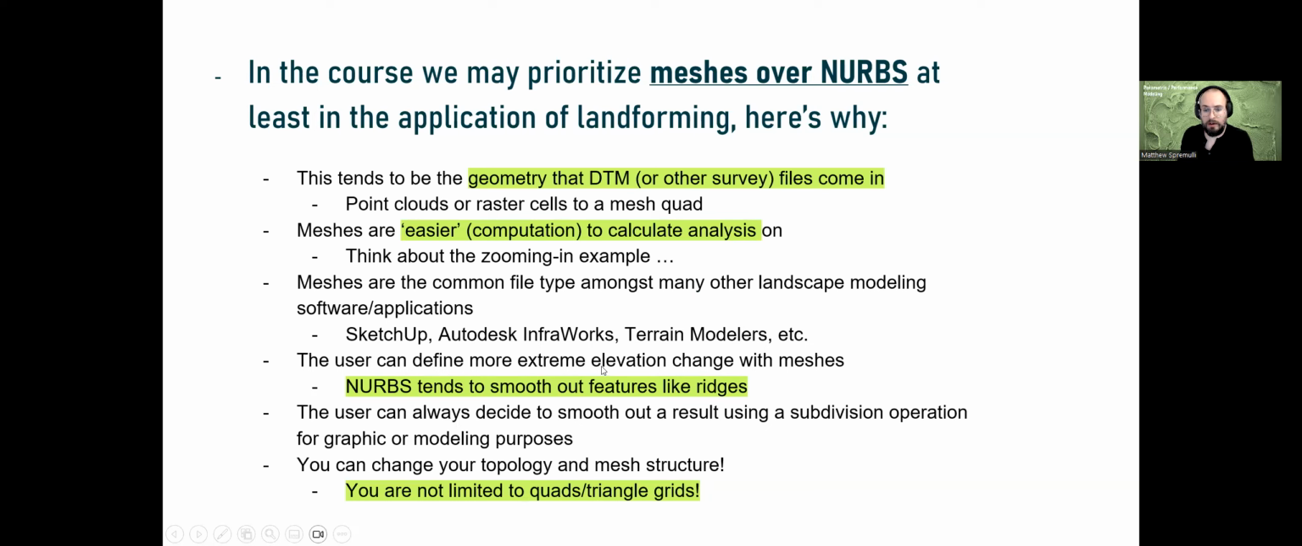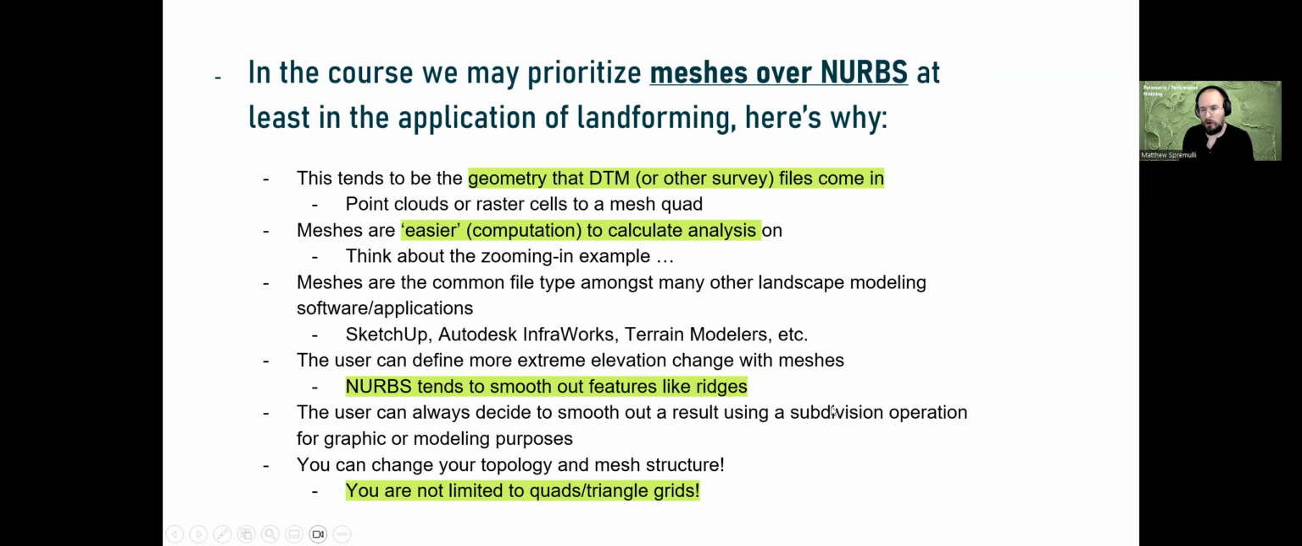The user can define more extreme elevation changes. You can get things like ridges or edges on meshes a little easier than you can on NURBS. This is now a little different with subdivision modeling inside of Rhino 7 and Rhino 8, but still I hold true that it's a little easier to get things like ridges. The user can always decide to smooth things out afterwards.